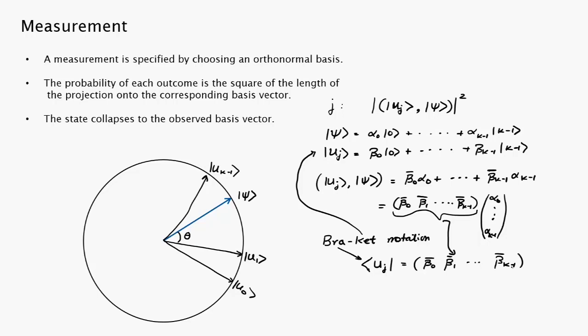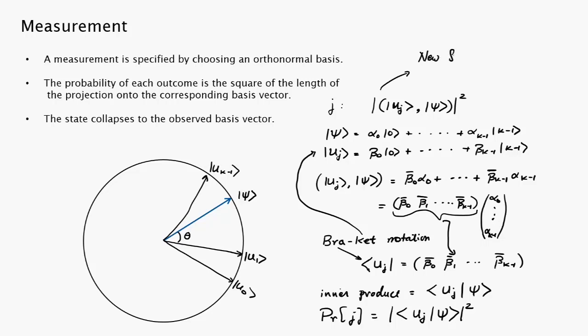And so now if you want to write out the inner product, you just write the inner product is equal to bra u sub j and then ket psi. So the probability you see j is just the square of the magnitude of this inner product, bra u sub j ket psi. And of course, if the outcome of the measurement is j, then the new state psi prime is just u sub j.